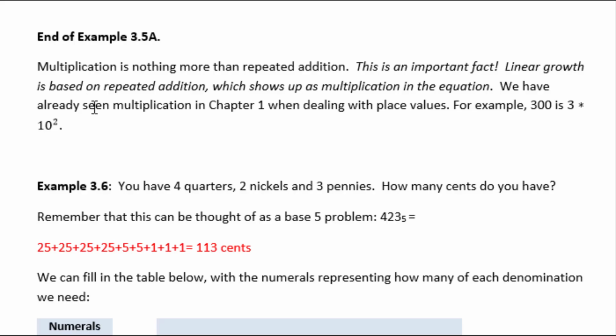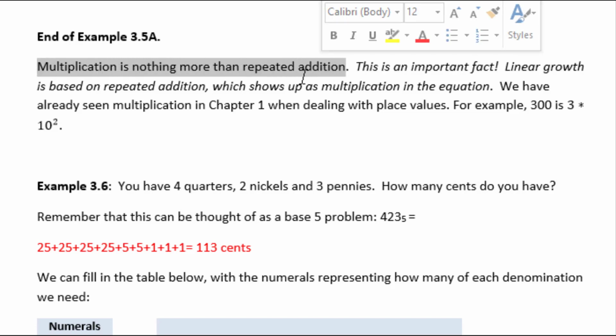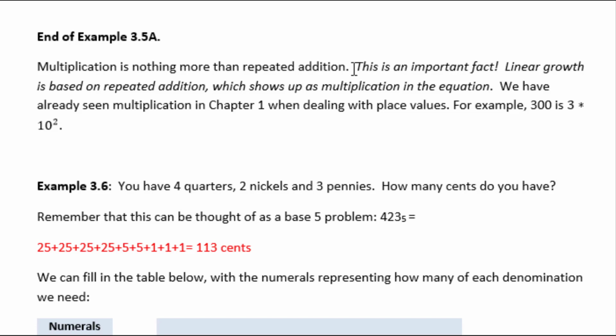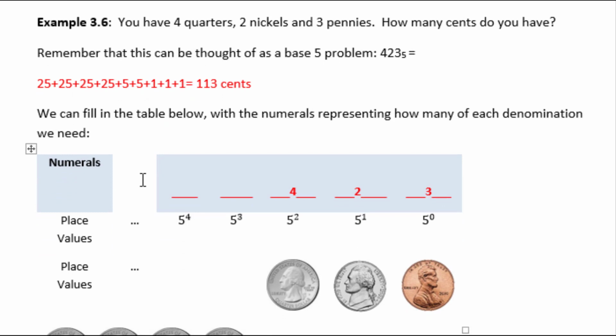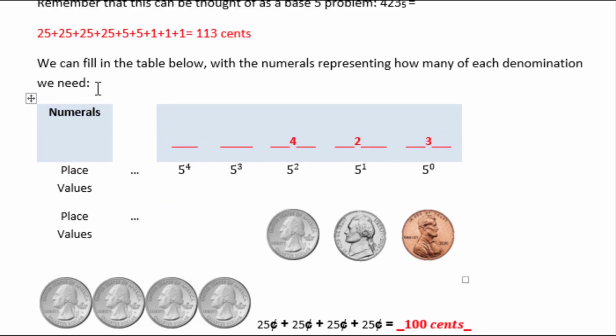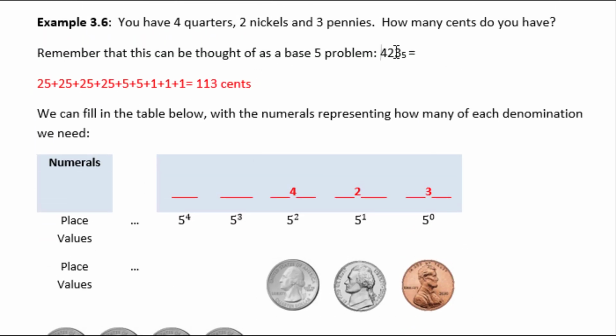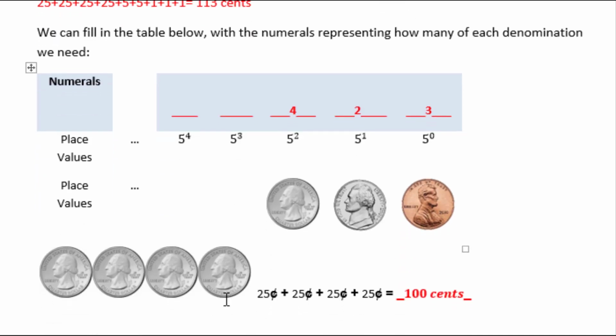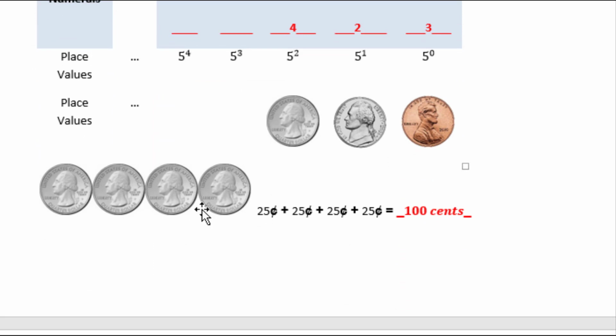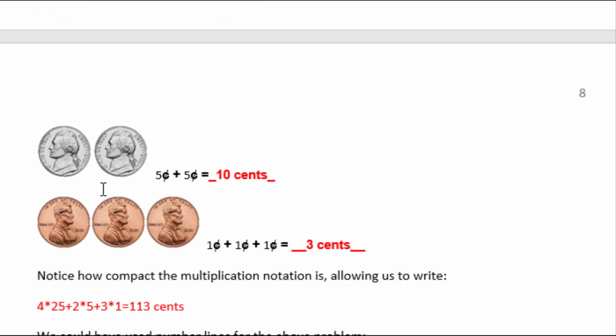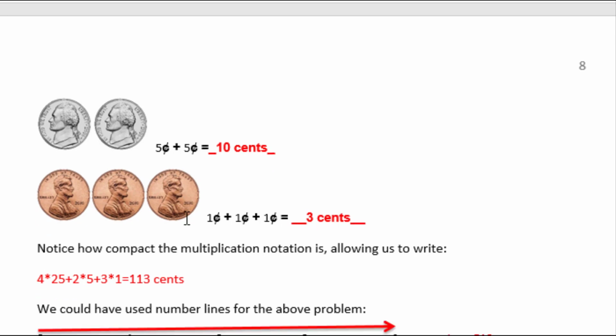Now, this is a kind of an important idea. Multiplication is nothing more than repeated addition. It's an important fact. So here is an example using base 5. We have the number 423 base 5. So you have 4 quarters, 2 nickels, and 3 pennies. So there's your 4 quarters. There's your 2 nickels, and there's your 3 pennies.